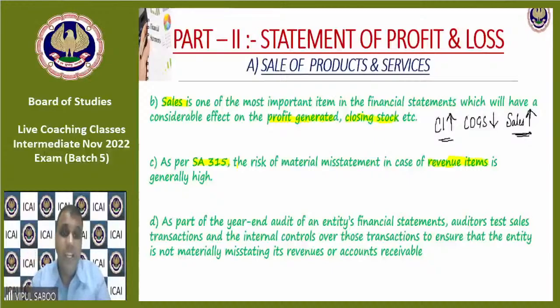As part of the year-end audit of an entity's financial statements, auditors test sales transactions in the accounts and internal controls over those transactions. How are the internal controls? To ensure that the entity is not materially misstating its revenues or accounts receivable. So the debtors are always related to credit sales. You know that. The revenues or accounts receivable, if misstated, that is not true and fair position. If they are misstated and materially misstated, not true and fair. Okay.